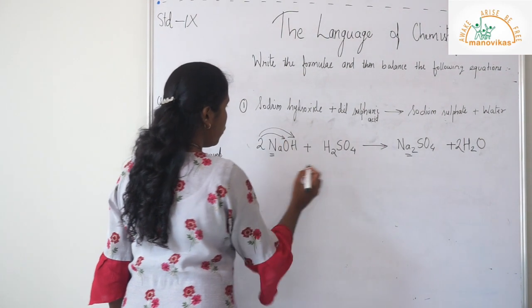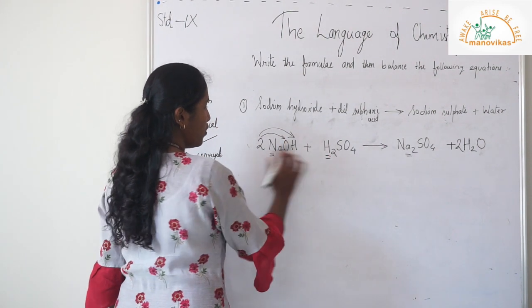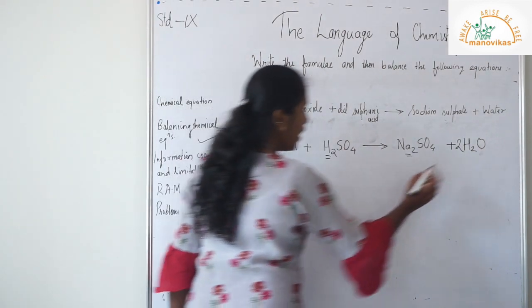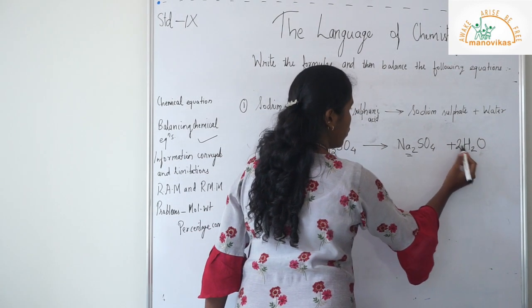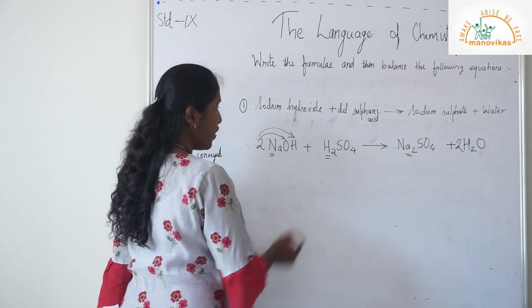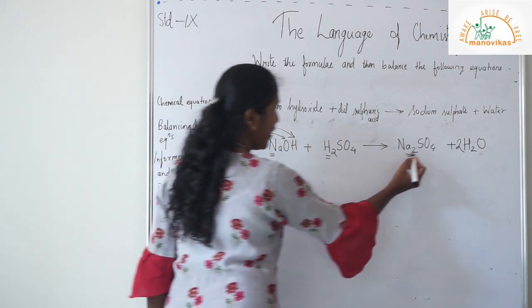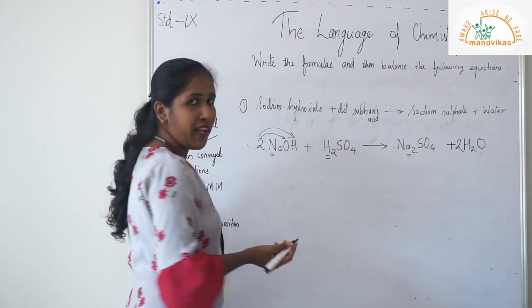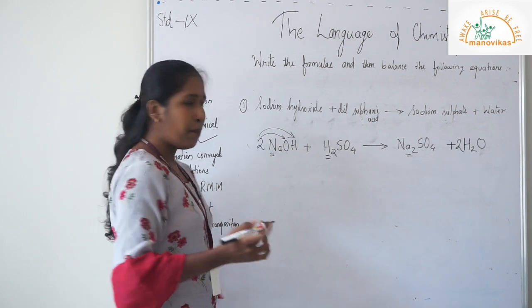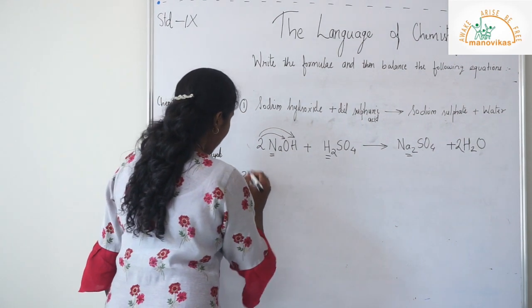Hydrogen, you have 2 and this is also 2. So 2 plus 2 becomes 4 and here also you have 2 into 2 which is 4. So now sulfur is 1 and here also it is 1. So the entire equation is balanced. Let's take the second example.